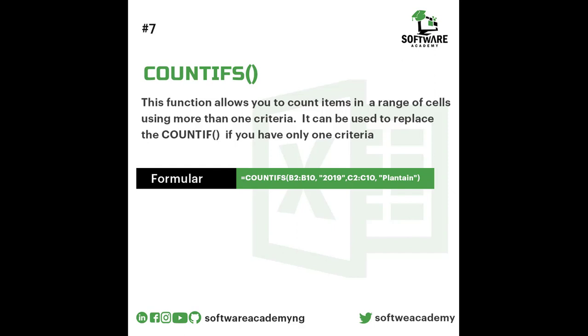You can see we have B2 all the way to B10 as a range of cells, and the criteria we are using now is 2019. Then we have another range of cells, C2 to C10, and the other criteria we are using is plantain. So basically what we want to do is to know how many plantain were cooked in 2019. So let's look at it practically so you can understand what this formula is all about.